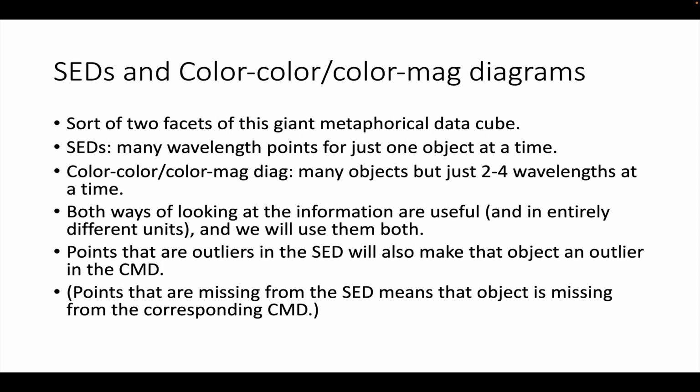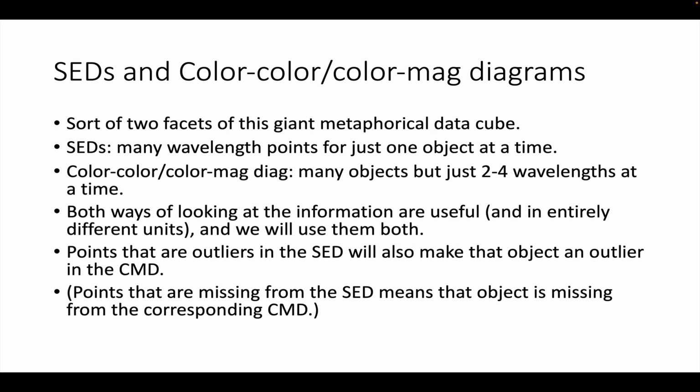So when we get to the next steps here, spectral energy distributions and color and color magnitude diagrams, they're sort of two different facets of this giant metaphorical data cube that handles all the information for our targets. Spectral energy distributions allow you to see many wavelength points at once, but for just one object at a time. Color and color magnitude diagrams are really, really useful. They have many objects that you can see at once, but you can just use between 2 and 4 wavelengths at a time.